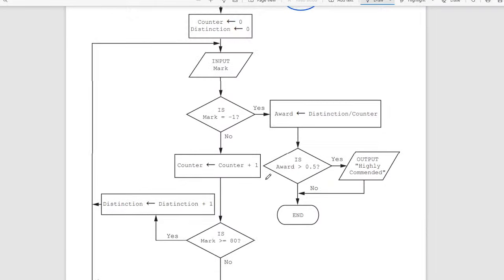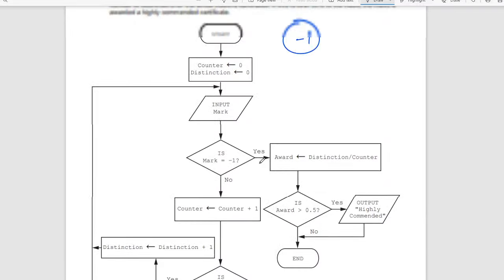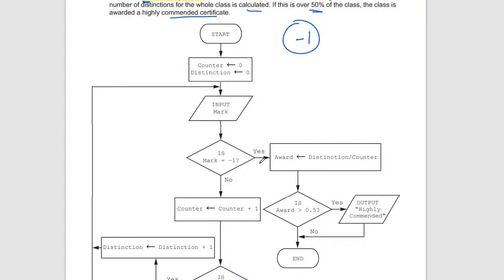So this is a quite straightforward flowchart. The first thing you need to know about the flowchart is always follow the arrows. Okay, always follow the arrows. So that's the way you do it.